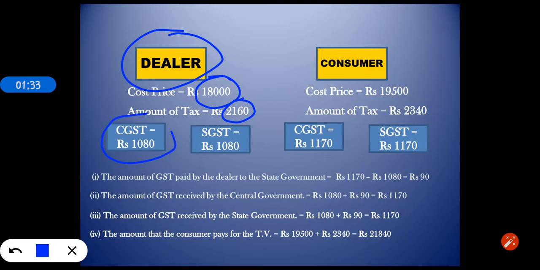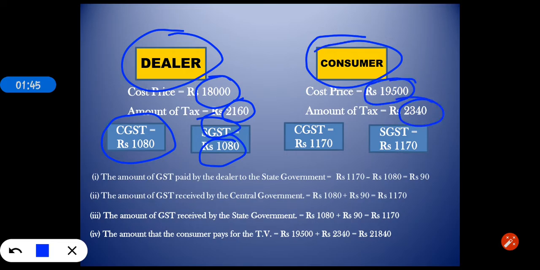2,160, which is divided into two equal halves as 1080 as CGST and 1080 as SGST. And for the consumer, the cost price of the TV is 19,500 and the amount of tax is 2,340, which again divides into two equal parts. 1,170 goes to the central government and 1,170 goes to the state government.